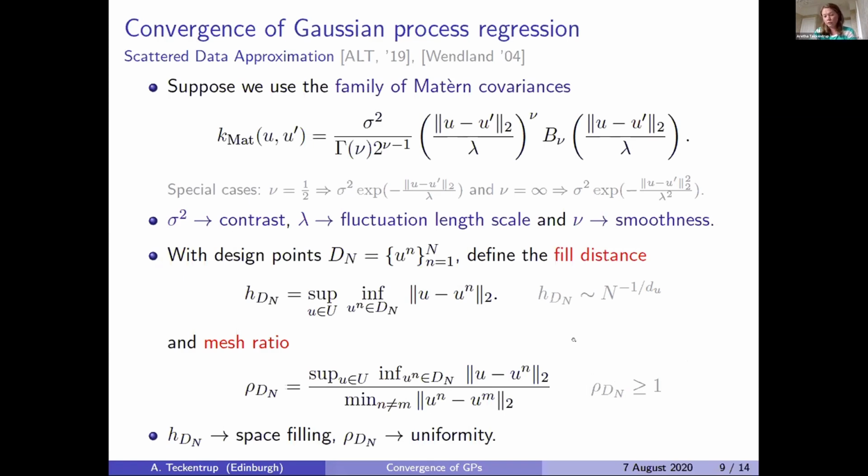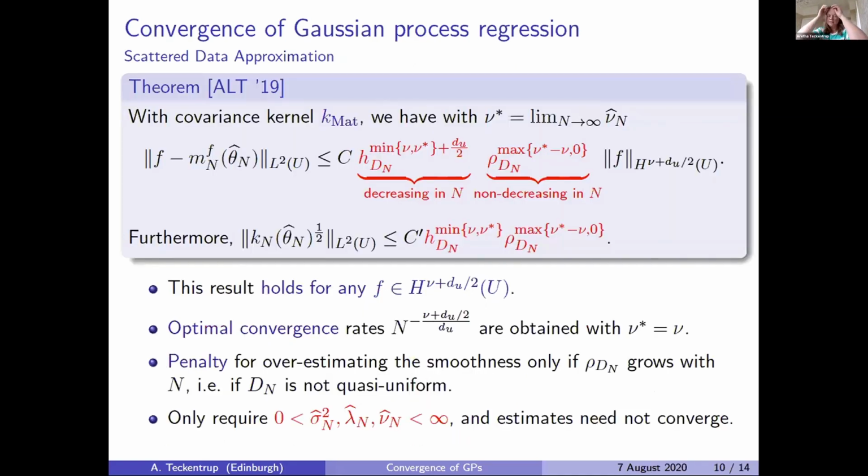If you don't have a uniform design, so if you have a design that does fill your space quite well, but also has points which are very close together, then the rho n can actually be increasing in n, right? So this is something that can grow in n as well, if you don't have a very uniform point set. Okay, so with those things, we can then give the error estimate.